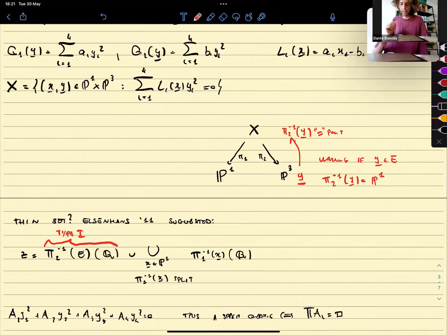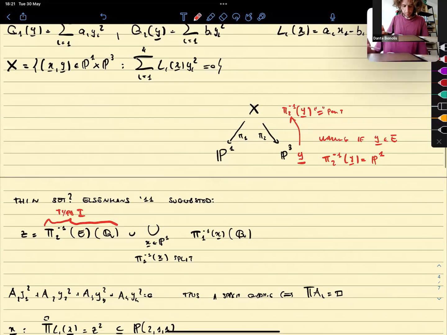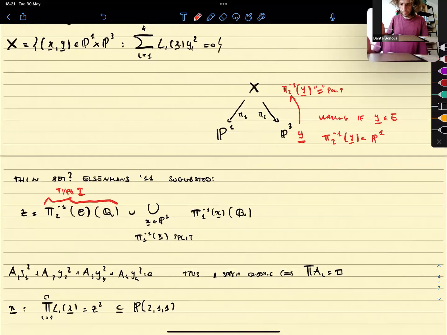And instead, we can try to see on the other side what happens for the other fibration. In the other fibration, we are fixing X, and we are just getting a quadric. But also here there is a problem, and the problem is that the quadrics can be what is called a split quadric, and the problem of split quadrics is that they have too many points.